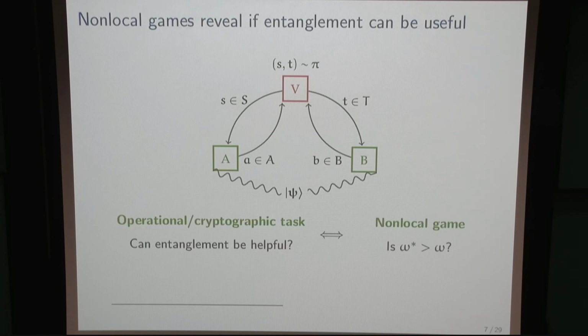All right, but now, if we model our operational or cryptographic task that we want to do with our distributed agents as a non-local game, then this question that we are interested in, when can entanglement be helpful for information processing, turns into simply asking if omega star exceeds omega. And if we want to know how helpful entanglement is, then that would correspond to understanding the difference or the ratio of the two quantities.